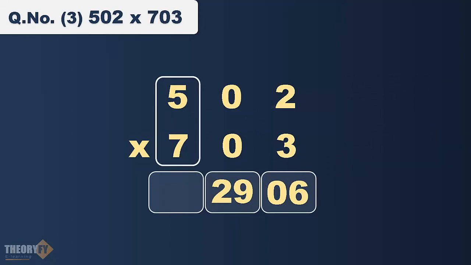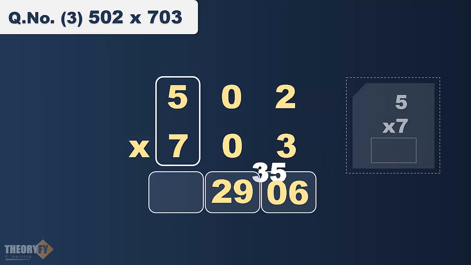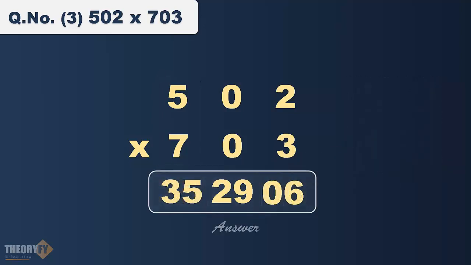Now in the last step, multiply the leftmost digits. 5 into 7 is 35, and that is the last part of the answer. And our final answer is 352906.